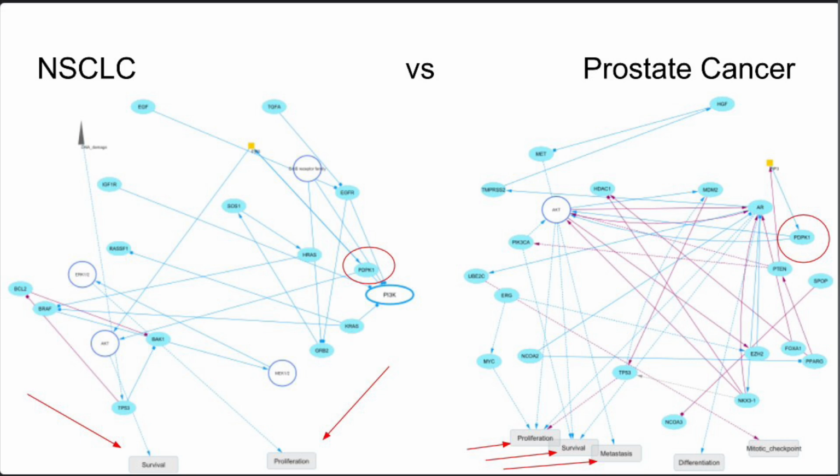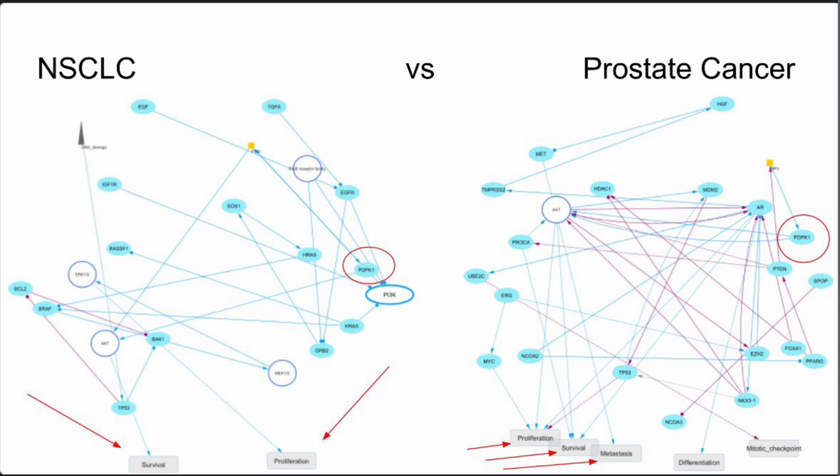For example, the prostate shows a clear hub around AKT1, but in the lung cancer, there's not such a clear hub around AKT, but there definitely is a major hub around PI3K. So AKT is more of a secondary role here. It also shows the common nodes, such as PDPK1, which regulates AKT in both pathways.